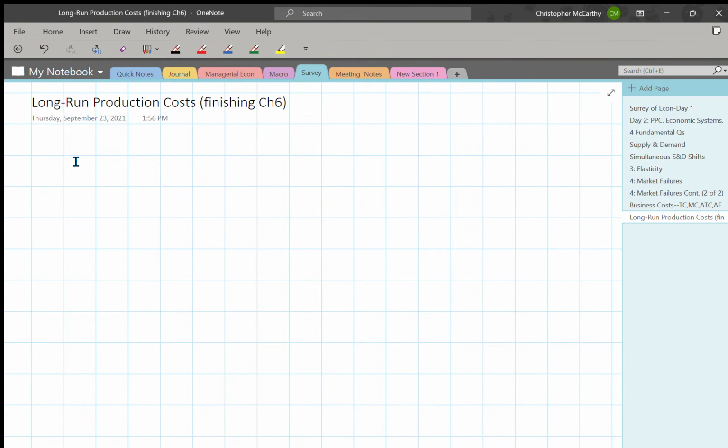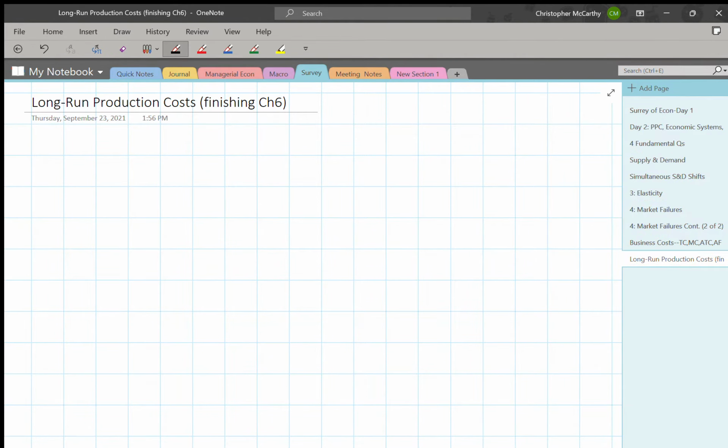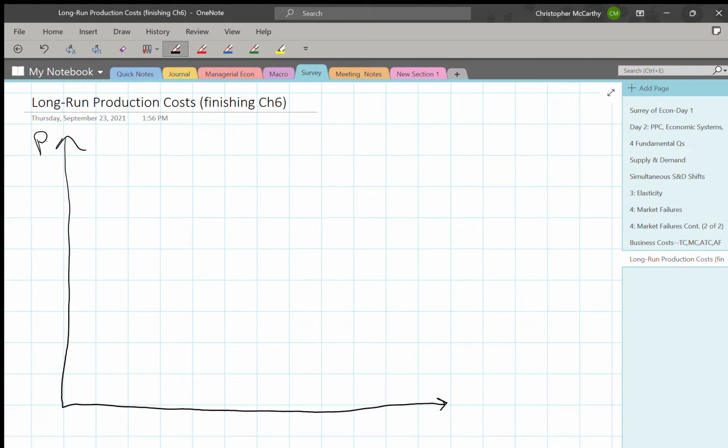At the end of the class last time, we had our typical graph with price on the y-axis and quantity on the x-axis. We found out that our average fixed cost starts out at 100 and goes down exponentially. It doesn't quite touch the bottom of the curve ever, but it gets very close.